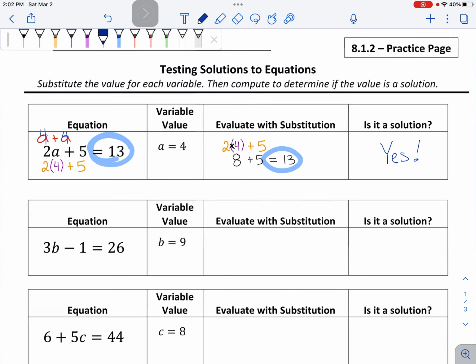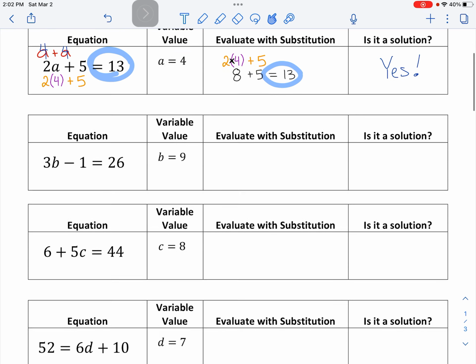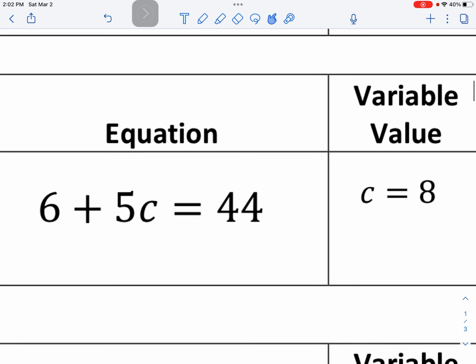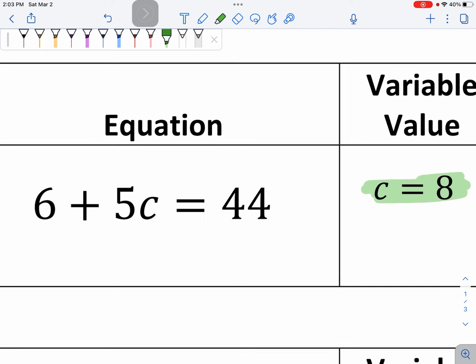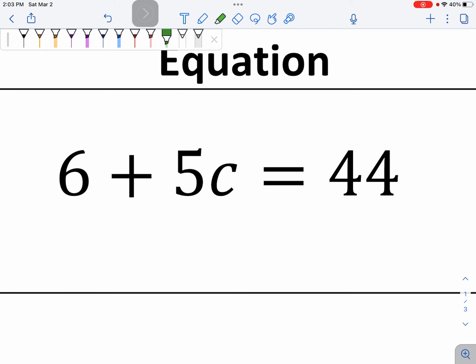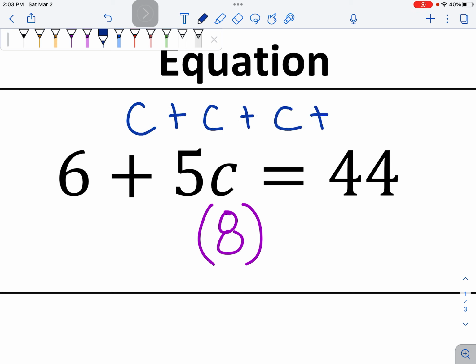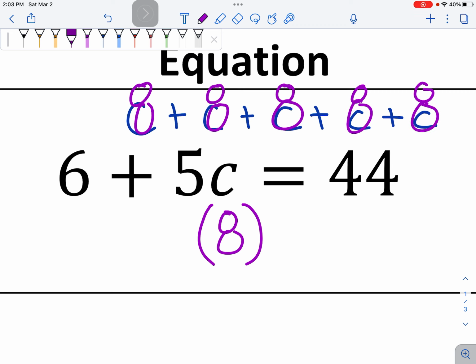Let's do one more example, and then I'm going to let you work. Let's look at the third one. 6 plus 5c equals 44. This time it says that every c is worth 8. So underneath c, I'm going to put in parentheses 8. I want you to remember that 5c really means c and c and c and c and c. And if we replace each one of those with 8, do you see that this is repeat addition or multiplication?